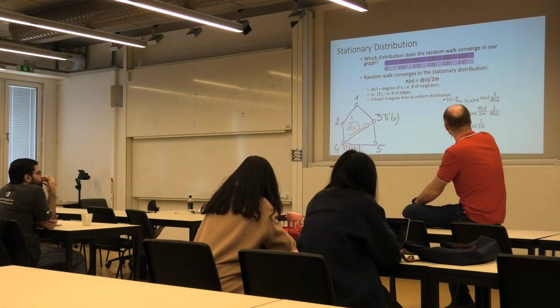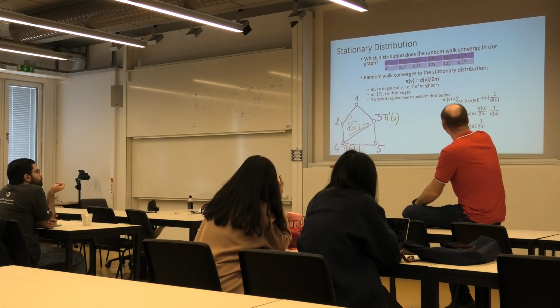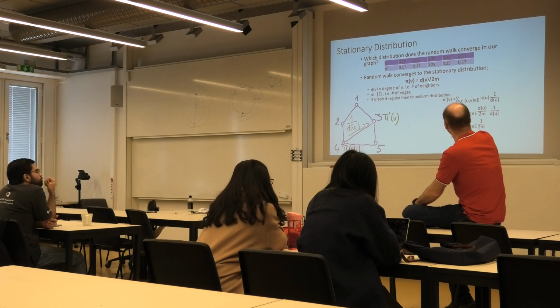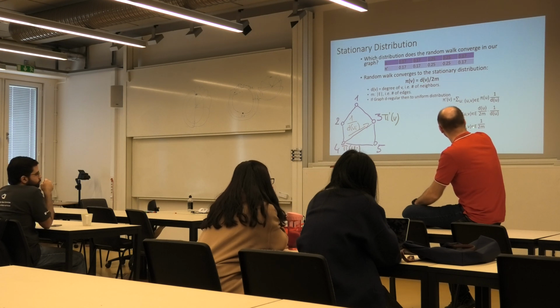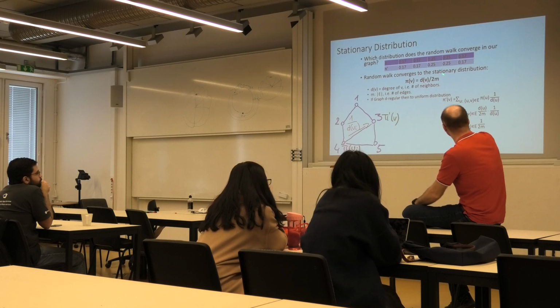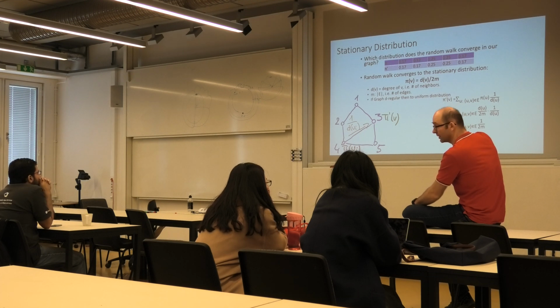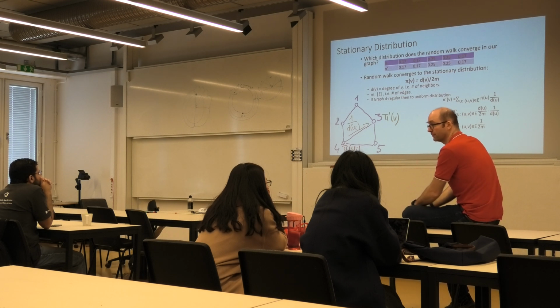So what we see is that at the end, pi prime, if in the previous step pi had a value of d v over 2m that we plugged in here, the next step will be exactly the same, so that we will always be stuck in the same situation. Meaning that once you reach the state where every node has a value proportional to its degree, the next iteration gives the same value. Therefore, we converged.